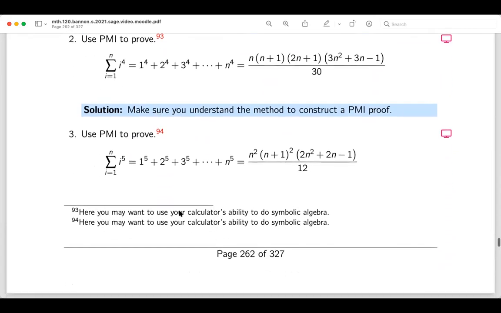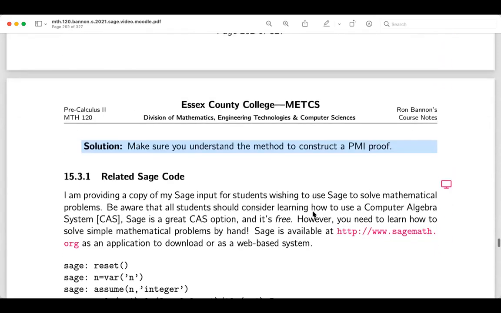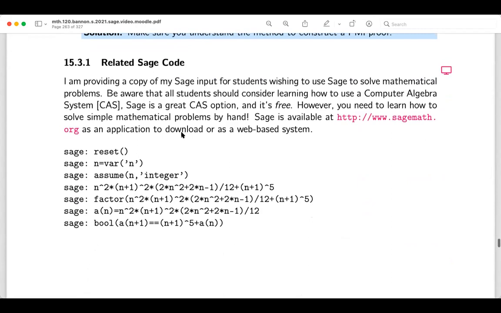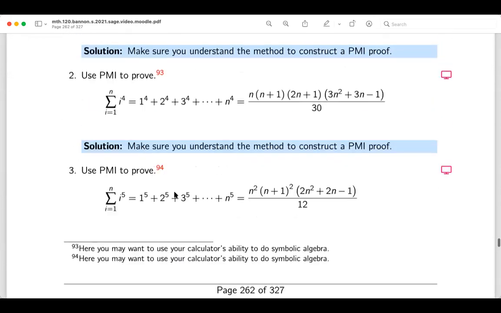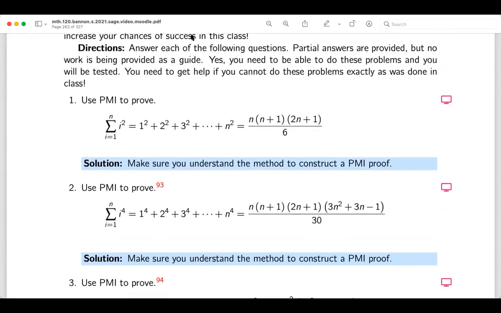It says here you may want to use your calculator's ability to do symbolic algebra. And this is so typical. When things get really tough with the algebra, we need a computer algebra system. We'll go over this code over here with respect to the problems in the notes. But right now I'm going to switch to the whiteboard. I'm going to do number 1, and you should be able to do this on your own as well. Hopefully you've done this already, and you're not just watching me. You're actually doing it on your own.